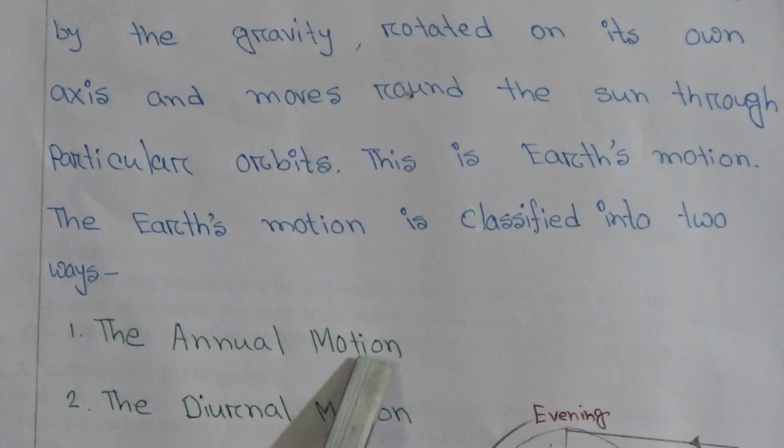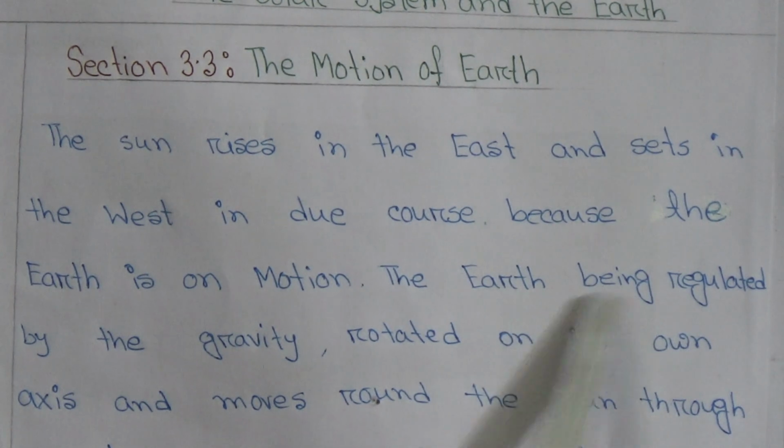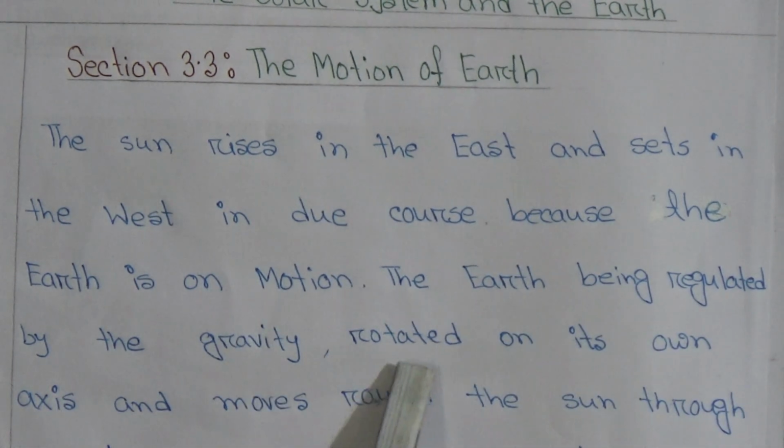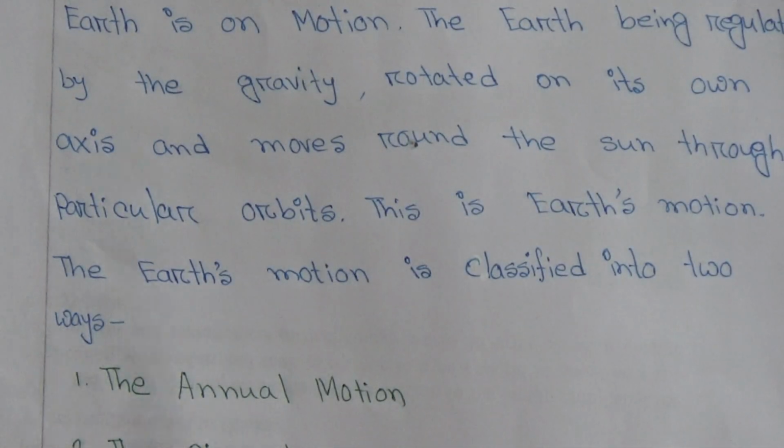Earth's motion is classified into two ways. Number one is annual motion. Number two is diurnal motion. Again, I am saying, what is earth's motion? The earth, being regulated by gravity, rotates on its own axis and moves around the sun through particular orbits. So this is called earth's motion, and it is classified into two ways: number one, annual motion, and number two, diurnal motion. Now number one is the diurnal motion.